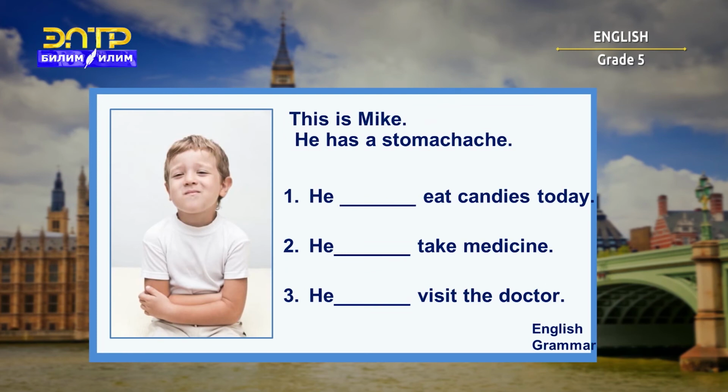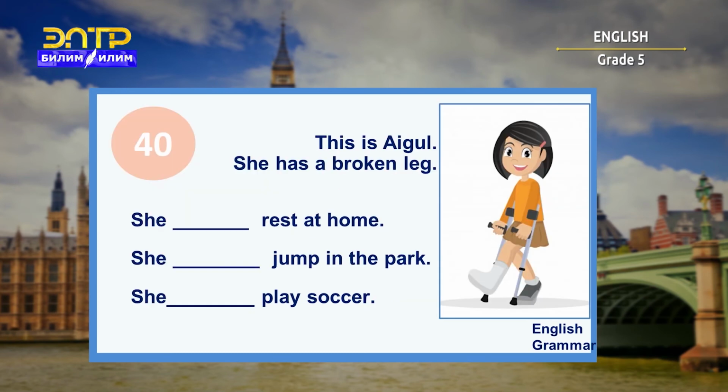Look at this boy. This is Mike. He has a stomachache. Let's give him advice. So we can say, he shouldn't eat candies today. He should take medicine. He should visit the doctor. Now it is your turn to give advice to Aygul.